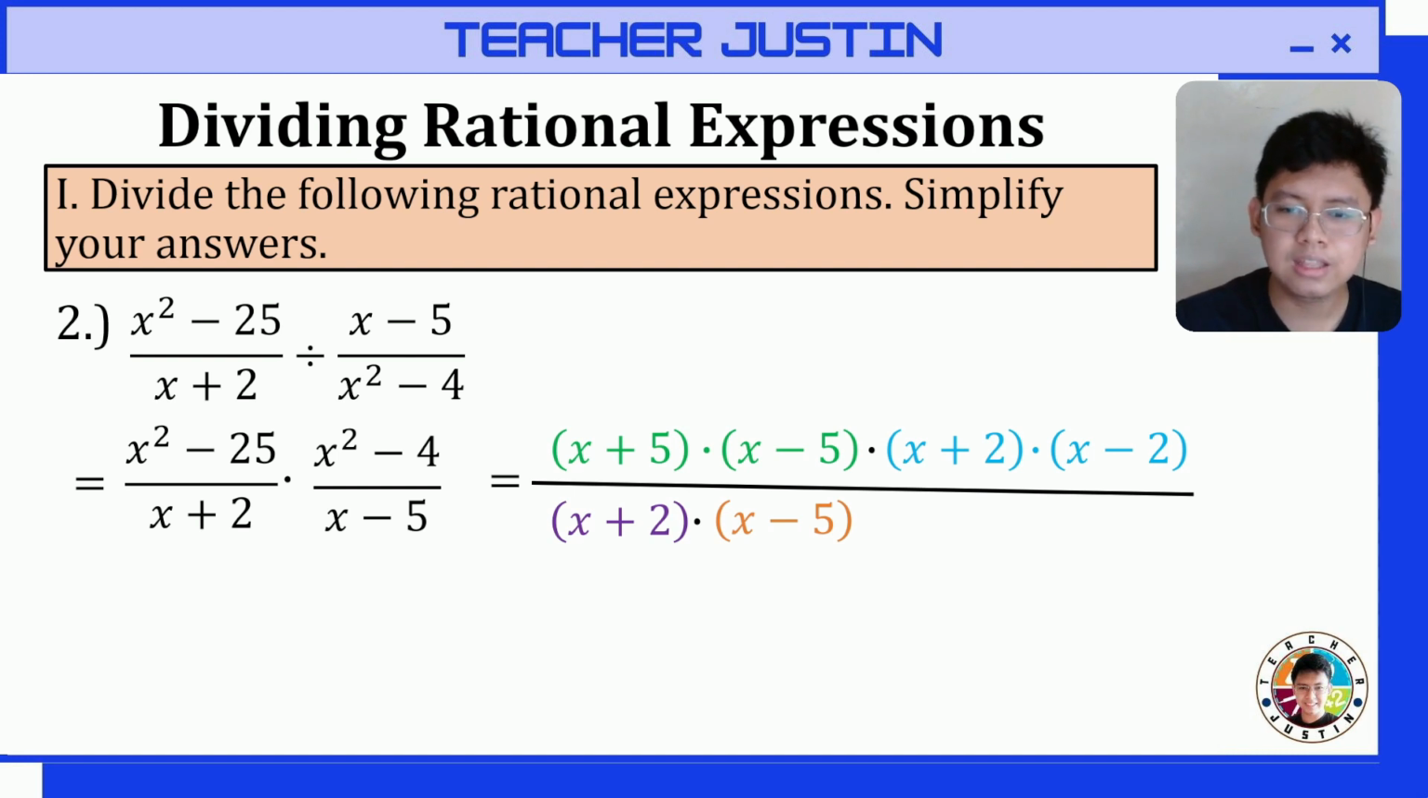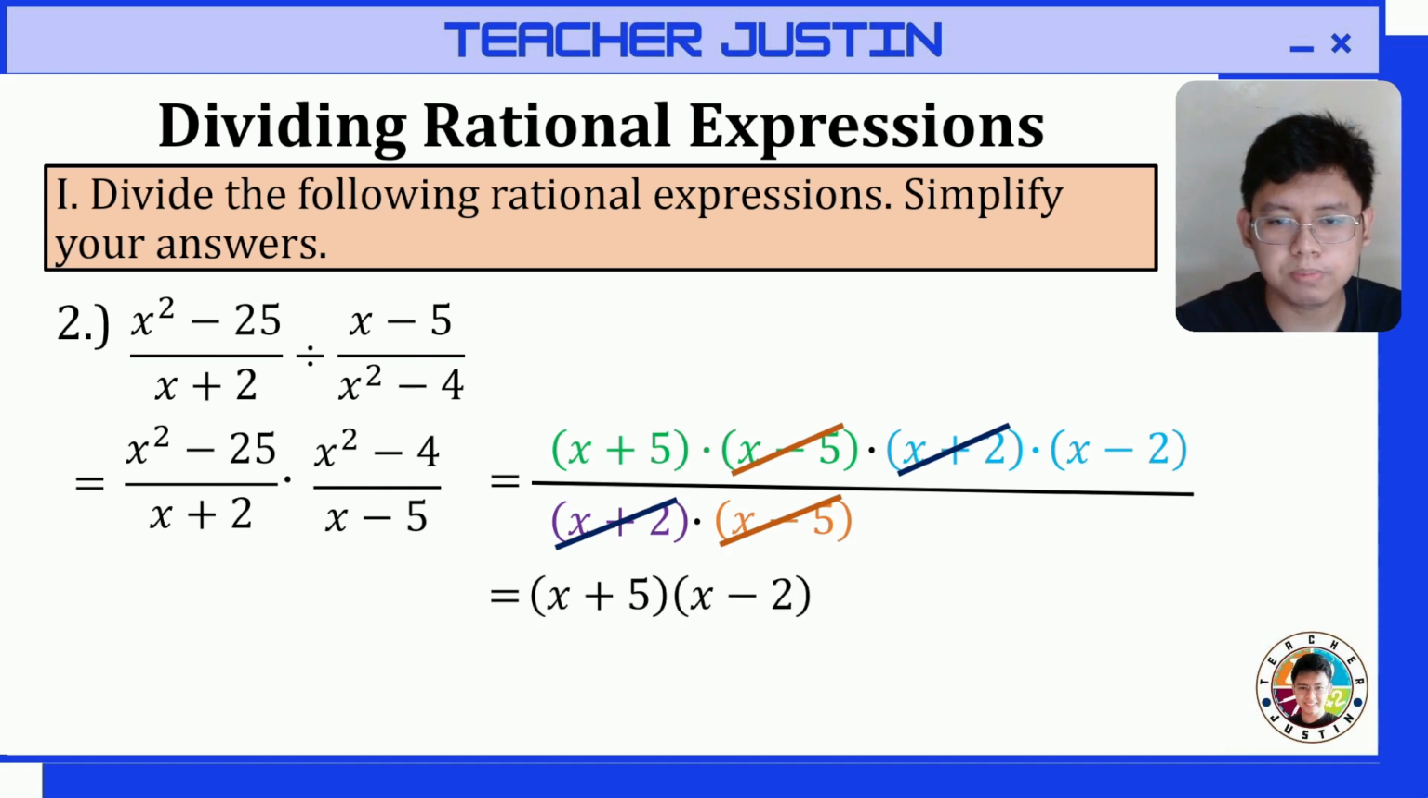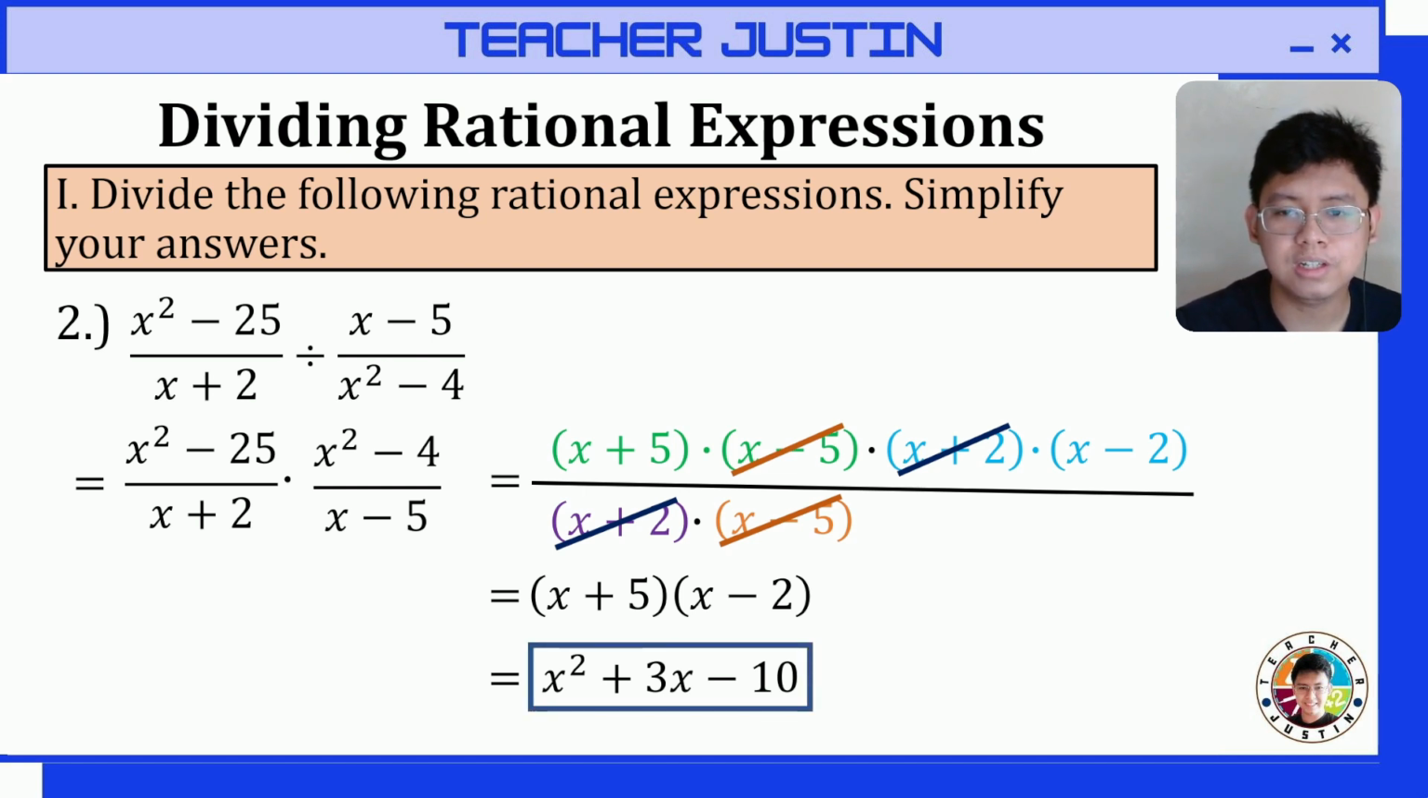Let's cancel the common factors. So, pwede nating i-cancel si x minus 5 and si x plus 2. Okay, so ang natira sa numerator natin is x plus 5 and x minus 2. Sa denominator naman, since walang natira, it will just be 1. Okay, so since wala na tayong denominator, we will now multiply x plus 5 and x minus 2. That will give us a product of x squared plus 3x minus 10. And that will be the quotient of our rational expressions. And that's it. Ta-da! Alright.